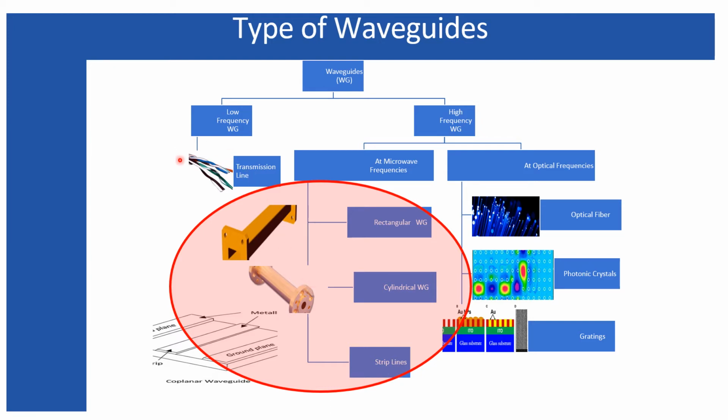For the low frequency signal, you can use such kinds of waveguides, but as the frequency goes low, the dimensions of the waveguide increase. That is why for low frequency signals, we generally prefer to use these low cost solutions, that is, the transmission line.